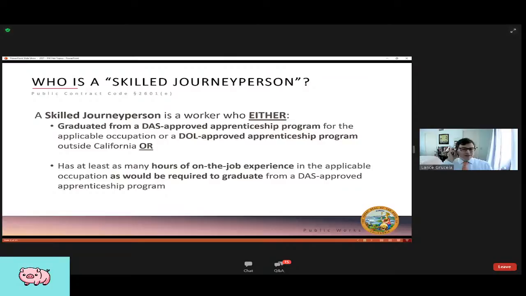The graduation percentage requirement is on top of this definition. I'm getting ahead of myself, but the point is, just keep in mind that you're limited in the number of workers that qualify as a skilled journey person by their on-the-job experience in order to meet the skilled and trained workforce requirements, because of the graduation percentage requirement, and we're going to get into that. So next slide.